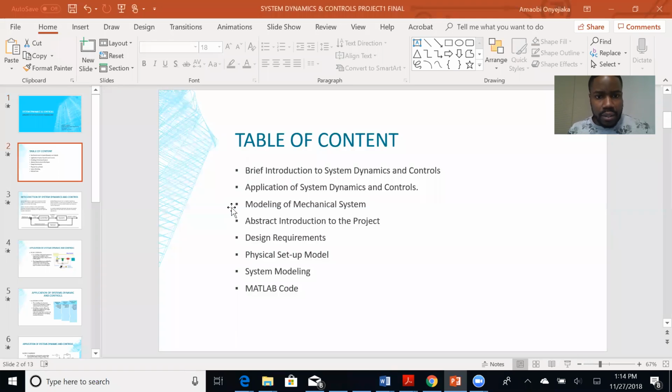In the table of contents, we're going to briefly discuss an introduction to system dynamics and control, the application of system dynamics, modeling of mathematical and mechanical systems, abstract as well as design requirements. Then we're going to shift into the physical setup of the model, system modeling, and then we'll end with the MATLAB code.